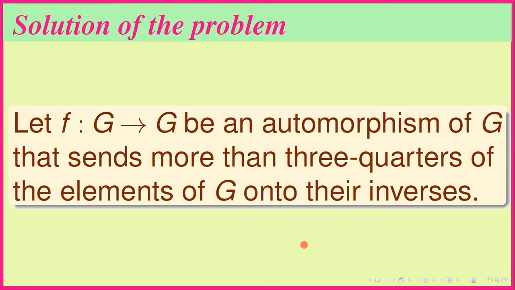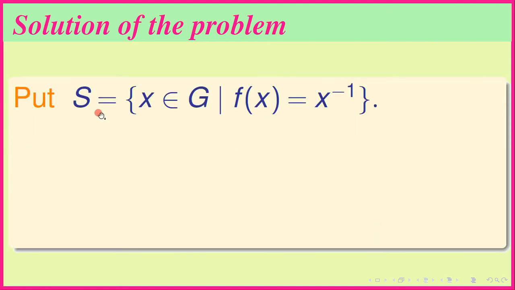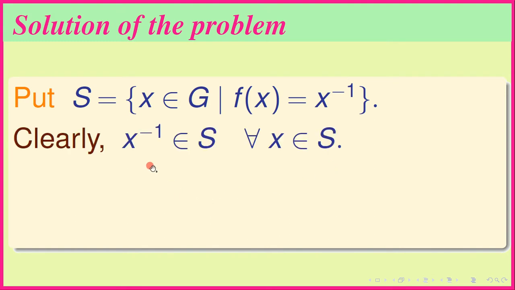So we start the solution. Let F be an automorphism of G that sends more than 3/4 of the elements of G onto their inverses. Put S to be the set of all those elements of G which are mapped onto their inverses under F. Clearly, S contains the inverse of each of its elements. We actually want to show that this S is equal to G.